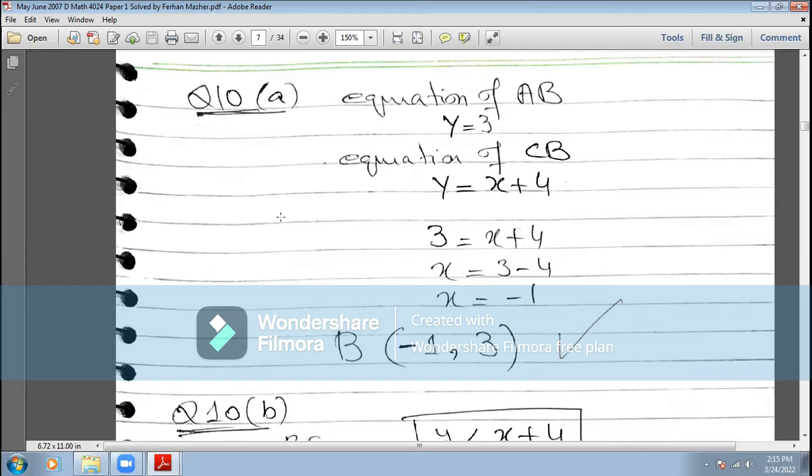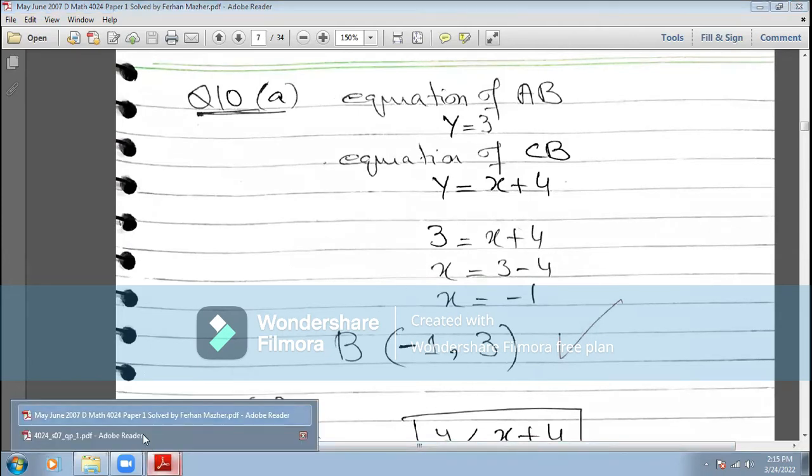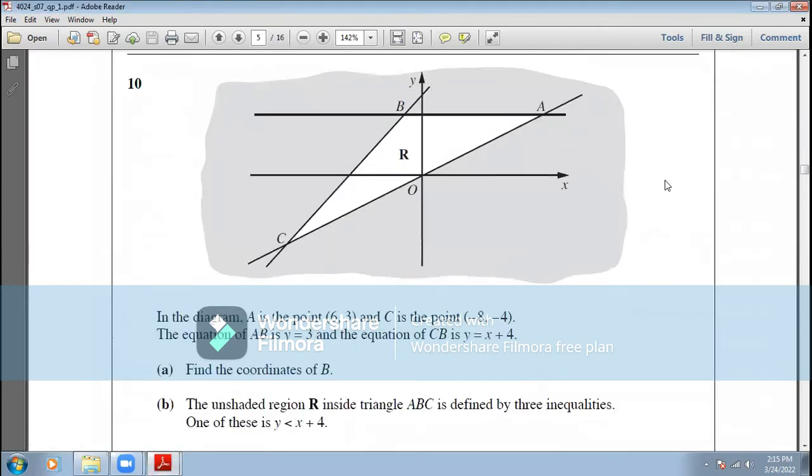So y equals to 3, put that value into the second equation. So you will have 3 equals to x plus 4. So x will be equals to 3 minus 4, and the x will be minus 1. So the coordinates of the point B will be minus 1, comma 3. Minus 1, comma 3. So I hope you understand how we have found the coordinates of the B.